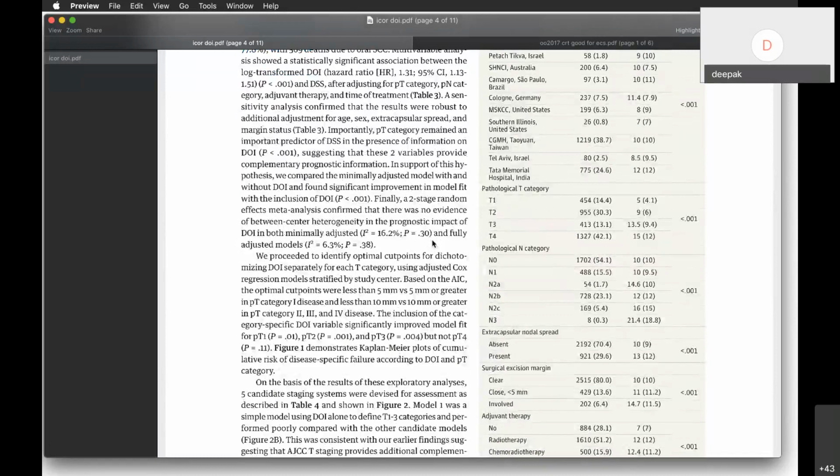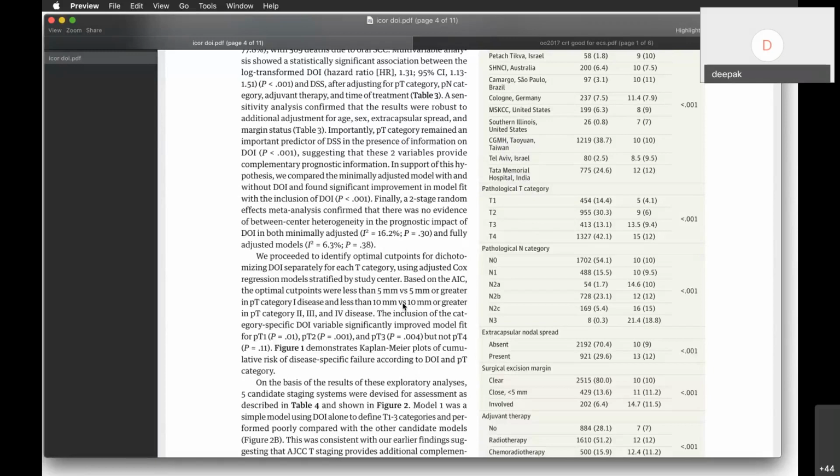Now, when they looked at developing the optimal cut points, meaning it has to be less than 5 or more than 5, less than 10 or more than 10. So you have to have a dichotomous way of separating the depth of invasion for each T category, but adjusting for the other covariates. And they used the Akaike information statistic, and they found that the optimal cutoff points were 5 millimeters versus more than 5 millimeters for T1 and T2, and then less than 10 millimeters for T2 versus more than 10 millimeters for T3 and T4 disease.